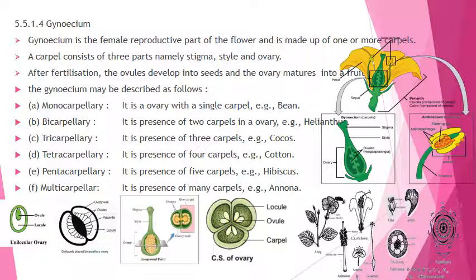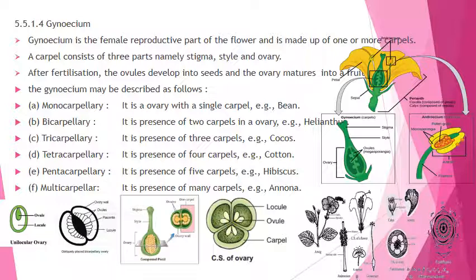Monocarpellary is the gynoecium in which the ovary has a single carpel. Bicarpellary: bi means two, so it consists of two carpels in an ovary. Example, Helianthus. The diagram below is given for your reference. Tricarpellary: tri means three, so it consists of three carpels. Example, Cocos, that is the coconut we eat. And then tetracarpellary, it consists of four carpels, which is found in cotton.